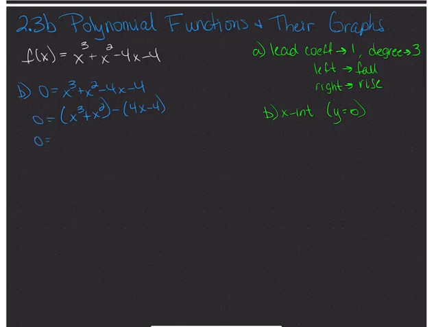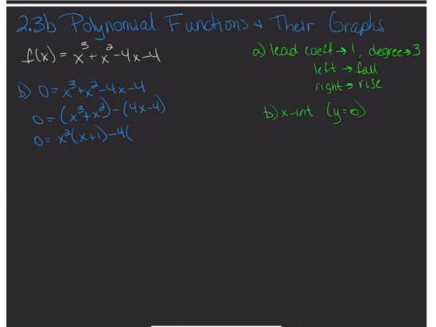So 0 equals. When I look at this little guy, what can I factor out? I can factor out x squared, and I'm left with x plus 1, right? Now I'm looking at my next little set. What can I factor out? I'm going to keep that negative, and I'm going to factor out technically a negative 4.